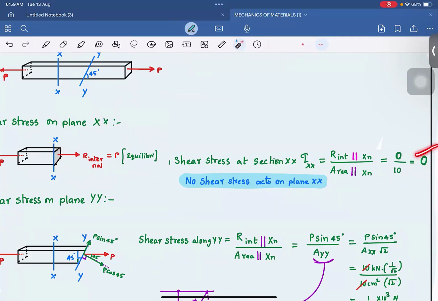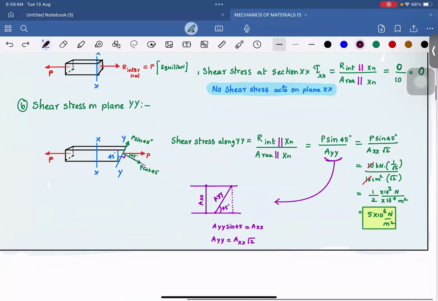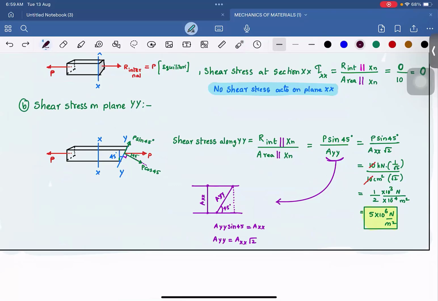You have to remember this because there is no need for any resisting force acting in this direction to maintain equilibrium. If my applied load is like this, then the shear stress will not be equal to 0. It's some other value as per the magnitude of the load. Clear? I hope it is clear. After the class, you can revise through this PDF till date.